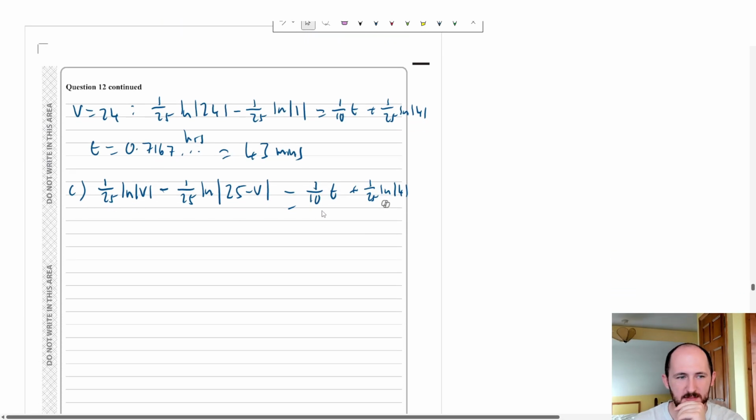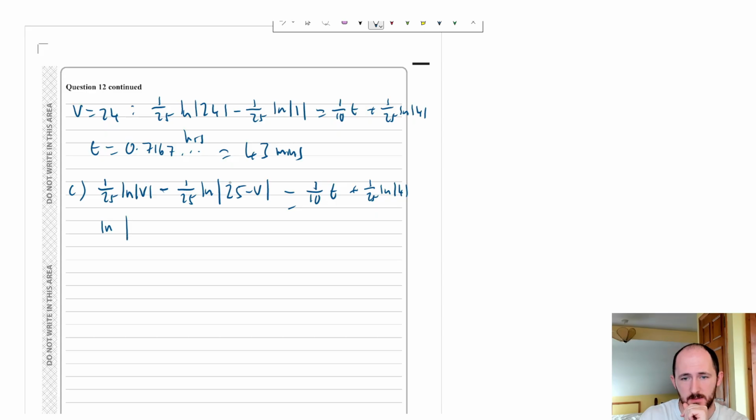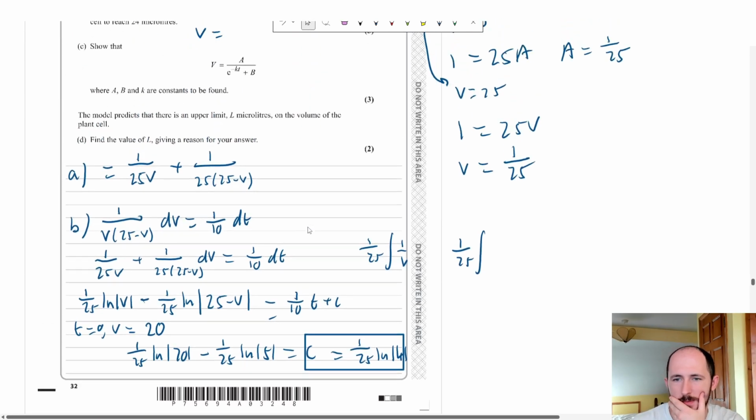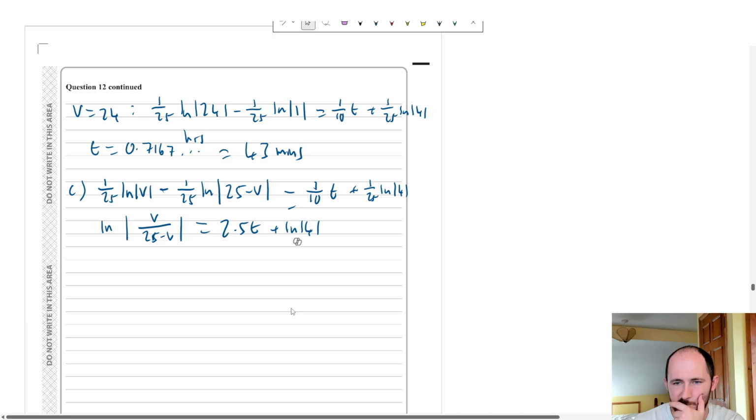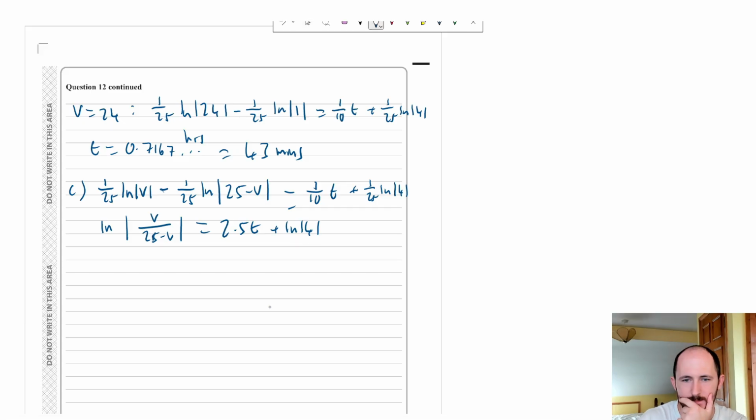First thing I'm going to do is times everything by 25, just to get rid of something. And I'm also going to combine these two logs. So 25 times a tenth, that'd be 2.5t plus ln 4. And what form are we looking at? Okay. So let's exponentiate both sides now. So this would just straight away go away to v over 25 minus v. That'd be e to 2.5t.